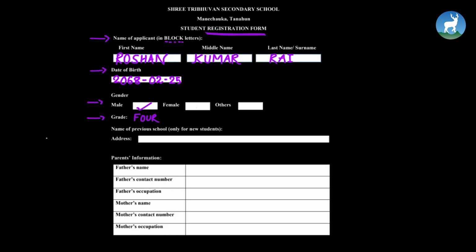F-O-U-R. Okay, now here there is one piece of information asked, and that is only for new students. That's the name of the previous school. If the applicant is a new student, that person needs to fill in this part. Okay, for example, Roshan is a new student and he has to write the name of his previous school. So let's write.